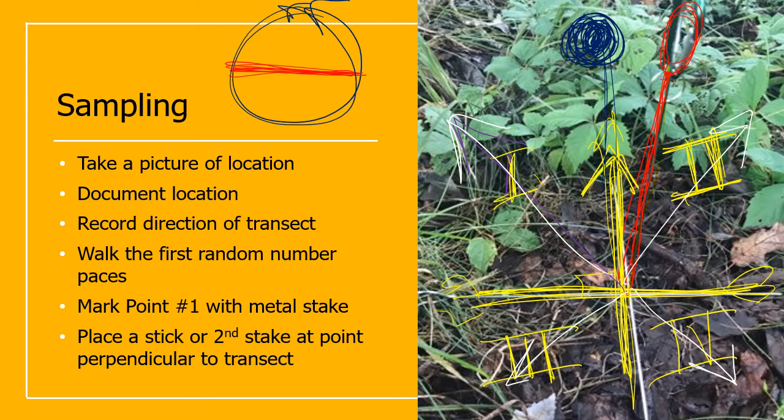So we're going to be looking at trees with a minimum circumference of 12.5 centimeters. They're going to be larger than that. If we were doing diameter, that would be a 4 centimeter diameter.